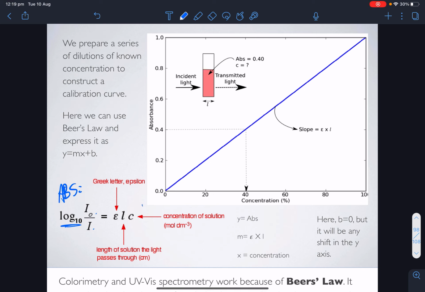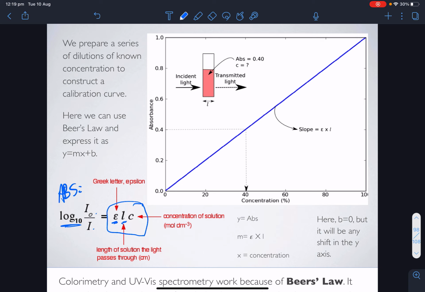And here we've shown something else, a bit more detail. It's equal to this symbol, which represents something we'll get to soon, times the length that the light passes through, okay? The light passes through a certain length, which in our UV-vis spectrometers is kept as a standard of 1 centimeter. We use a 1 centimeter cuvette. Rarely you might get a bigger one sometimes, but they're pretty rare.